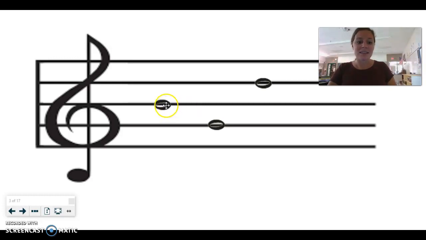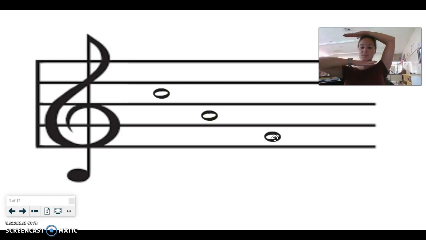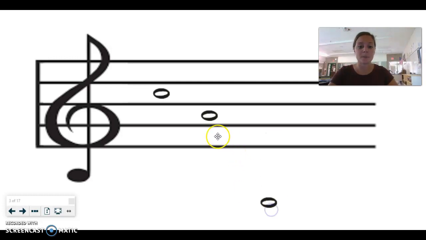Awesome. And then we have what we call space notes. The space notes are in the open space. There's nothing going through them. So I like to show it like this. Nothing's going through my note head. So we have line notes and we have space notes.